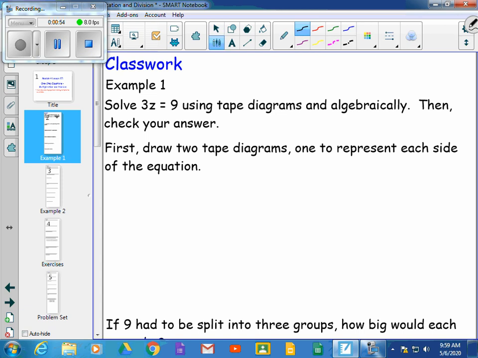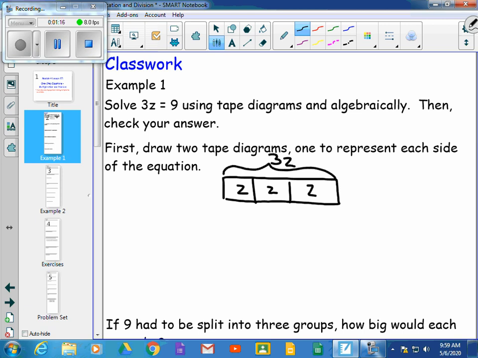Well, on the left side of the equal sign, we have 3z. And 3z means 3 times z. We would represent that as z plus z plus z. That's what 3 times z means. So 3z would be represented that way. Now the other side would be 9. They're equal to one another, so we have to draw them equal sizes. This whole thing here is 9.